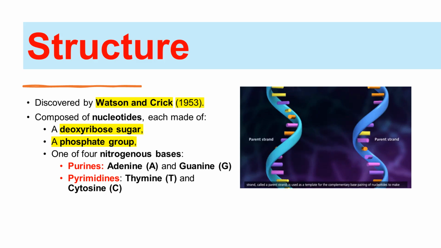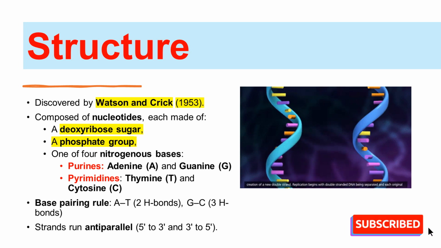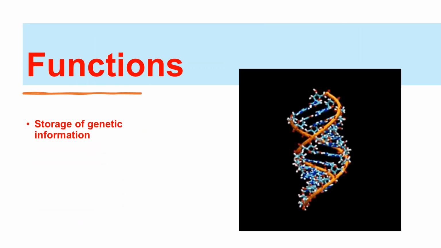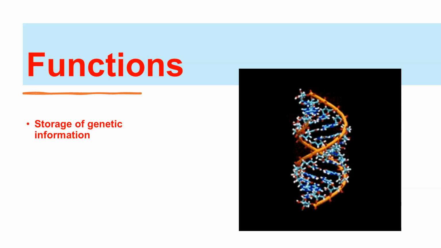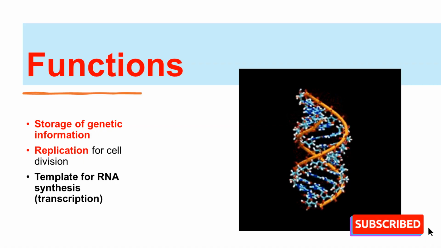purines, adenine (A) and guanine (G); pyrimidines, thymine (T) and cytosine (C). Base pairing rule: A-T, 2 H bonds; G-C, 3 H bonds. Strands run antiparallel, 5' to 3' and 3' to 5'. Functions. Storage of genetic information. Replication for cell division. Template for RNA synthesis, transcription.